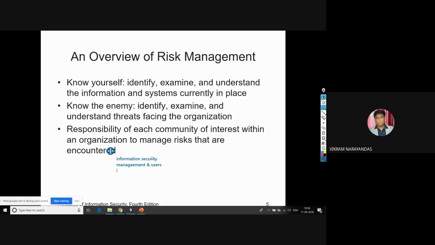Information technology people will be there. It may be a vice president, whatever it may be. So all must be aware of this together and address the levels of risk. So what are these communities of interest generally responsible for? They want to evaluate the risk here. What are the risks facing organizations?